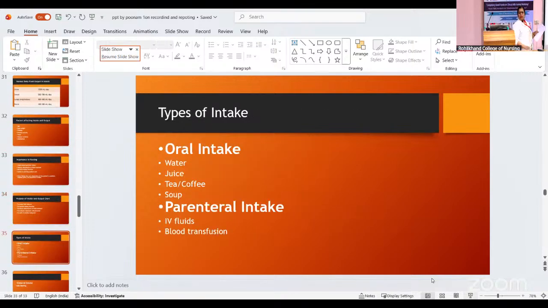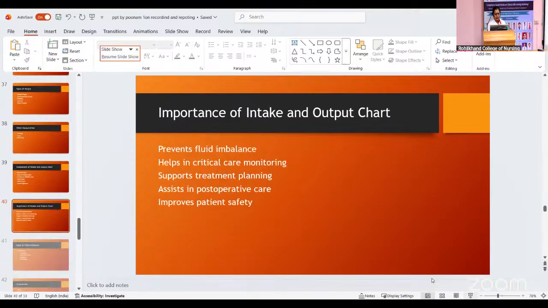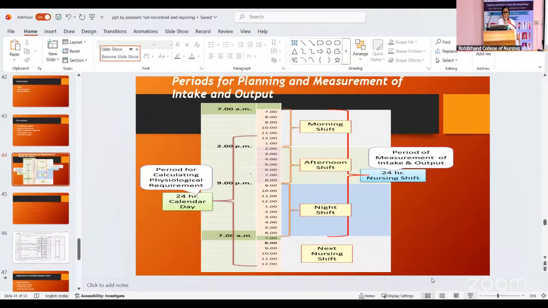So in intake output, I would just want to show you one slide. Periods of planning and measurement of intake output. So this is the slide. There are three shifts. So in your sheet also we are having three shifts. You might be seeing total here, total in there also. Okay. So duty hours are 8 to 2, 2 to 8, or 9 to 8. Here we are having 8 to 3, 3 to 9 and 9 to 8. Every shift intake output should be mentioned in total, right?